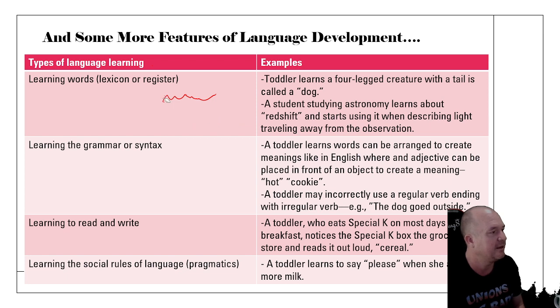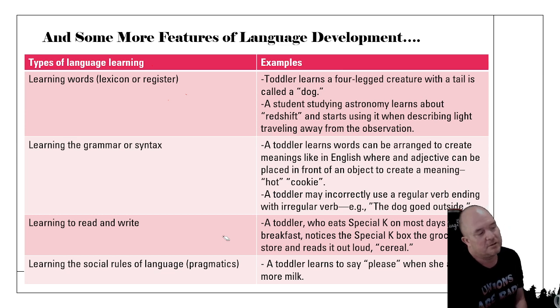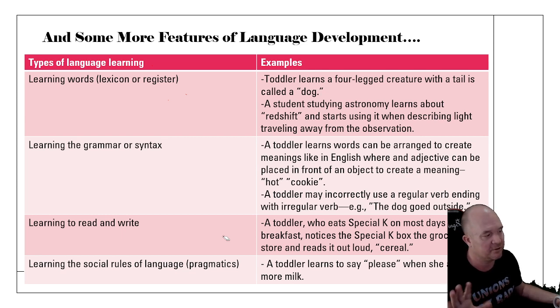And then beyond reading and writing, they start learning the social rules of language, which sociolinguists call pragmatics. So learning to say please and thank you would be social rules. How to address my parents versus how I address my aunts and uncles, family members, friends, versus how I address people I don't know or strangers. These are the social rules they start developing again at a very young age.